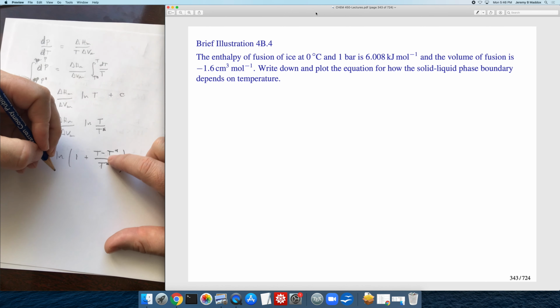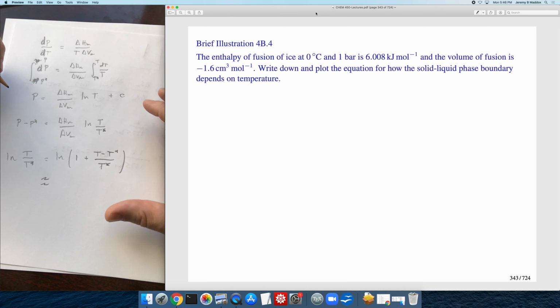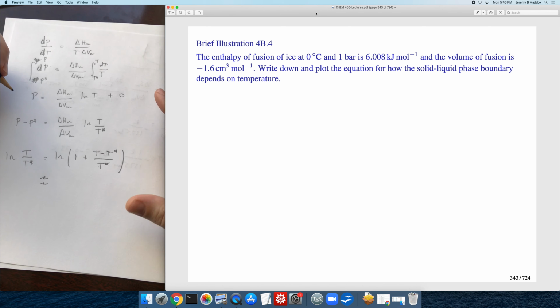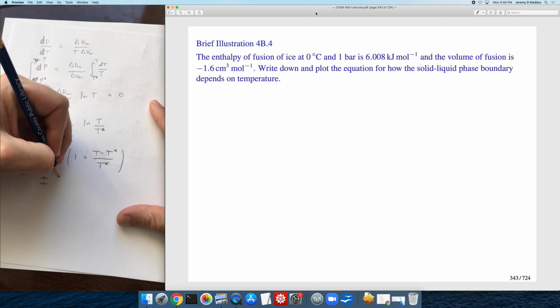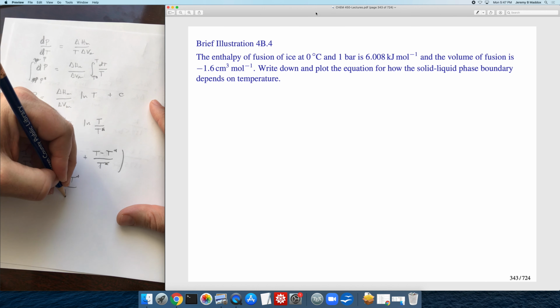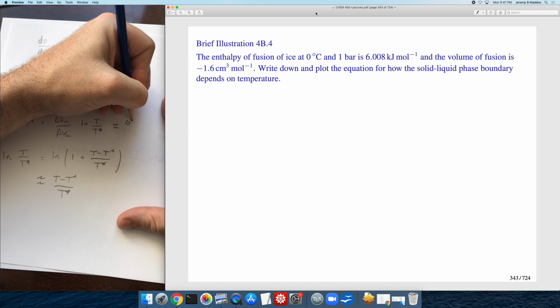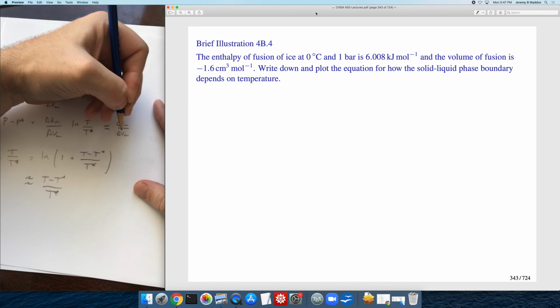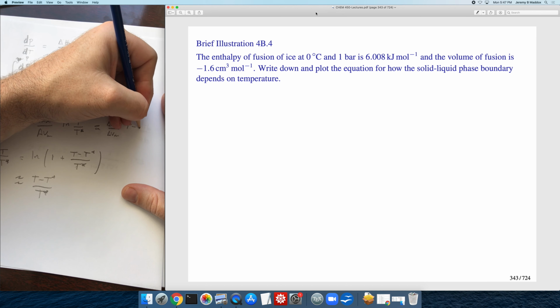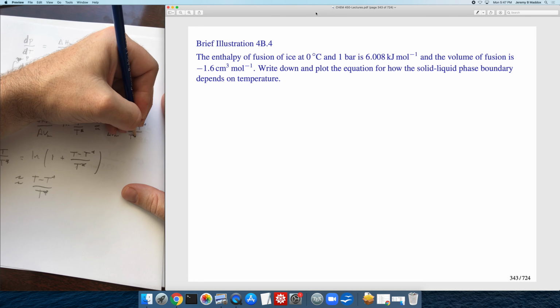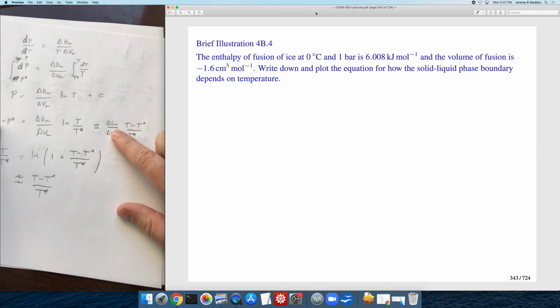Then what they do is they make an approximation for this natural log. If you do a series approximation of this, you can approximate this as t minus t star over t star, which is something you probably wouldn't know that you would want to do. So then you can write this as delta h over delta vm times t minus t star over t star. And so now what we have is the equation for a line. Right? The pressure depends linearly on the temperature.